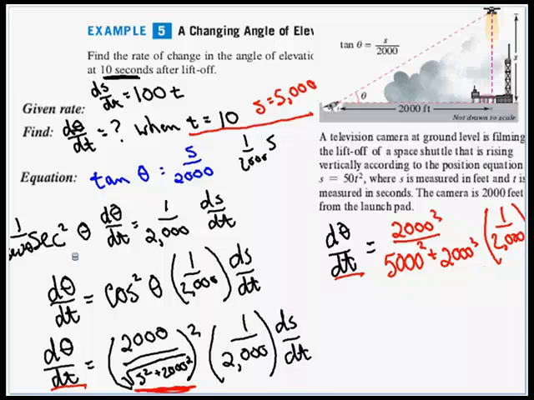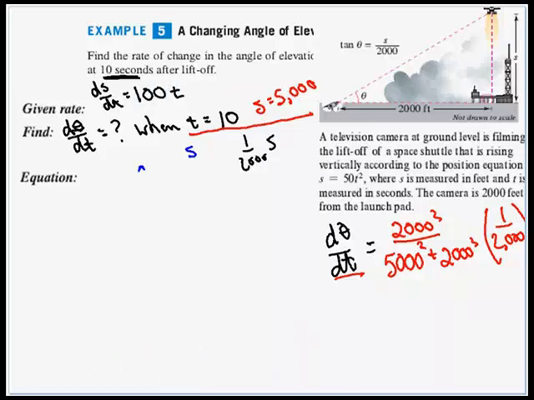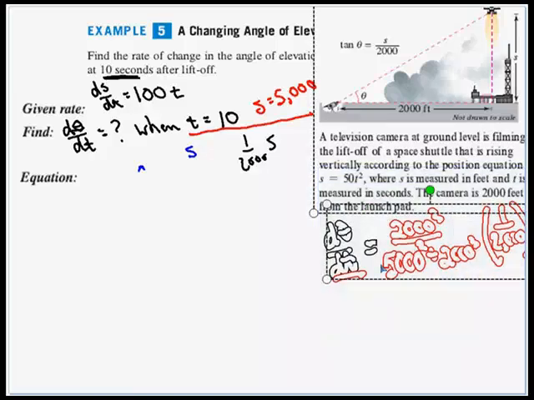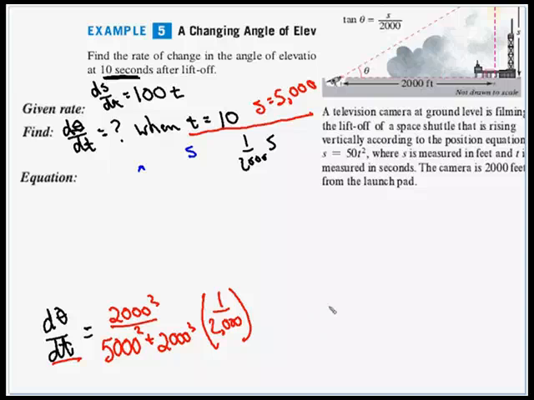ds dt was 100t, right here. That is 100t, and t is 10. So this is going to be 100 times 10, or 1,000. So we have to tack a times 1,000 onto the end of this.